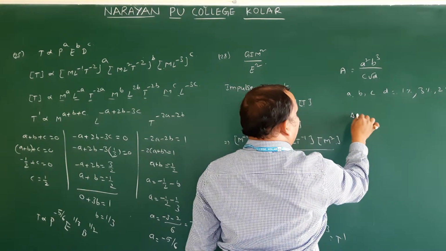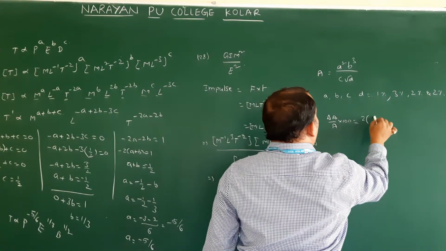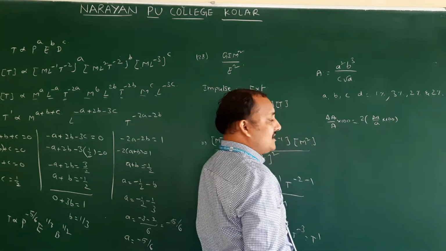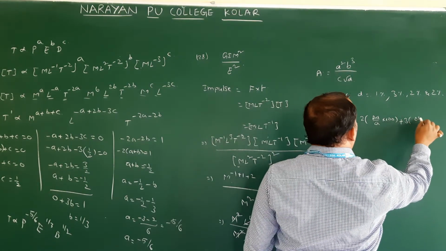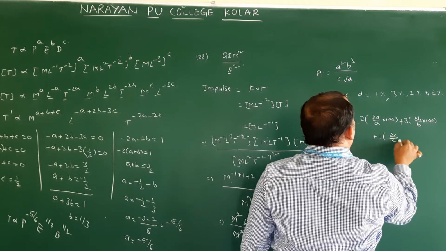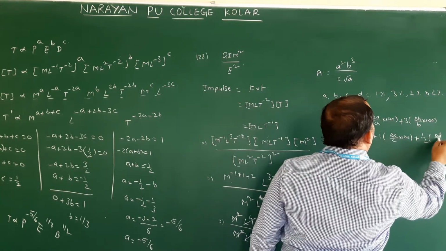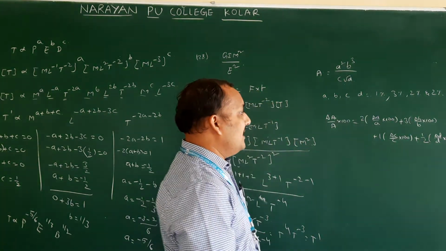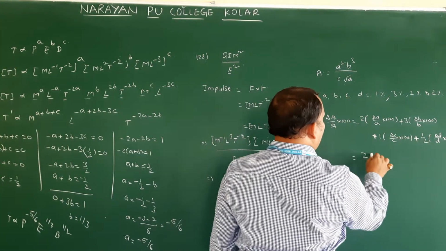So in a 1%, in b 3%, in c 2%, in d 2%. How we will write this one: delta A by A into 100, already you came to know this formula. 2 into delta a by a into 100, plus 3 into delta b by b into 100, plus 1 into delta c by c into 100, plus 1 by 2 into delta d by d. So root means whole power 1 by 2. So all plus only you will get, you won't get minus.